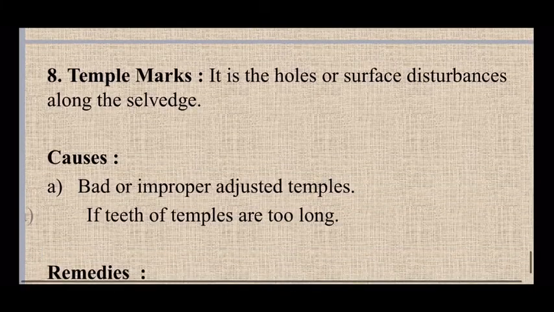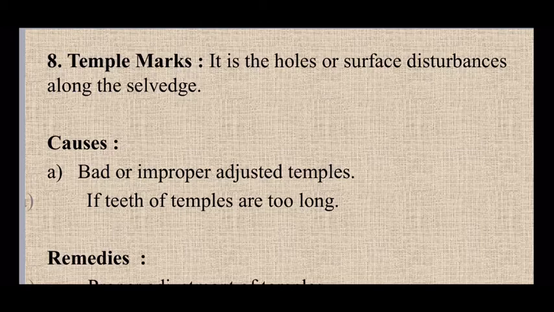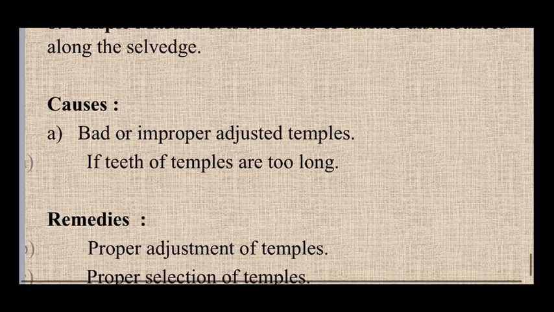Temple marks. They are holes or surface disturbances along the selvage. Because we are holding the fabric widthwise by using temples at both sides near the selvage, it may create holes or some rough damaged surface near or along the selvage, and then it is known as temple marks. Causes are bad or improperly adjusted temples, meaning the setting of temples is not proper, or the teeth of temples are too long.